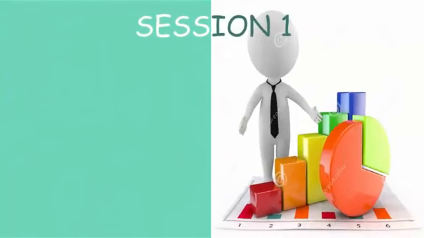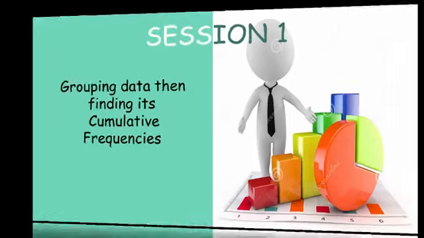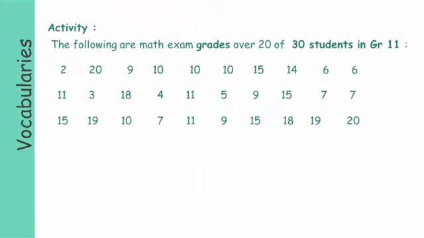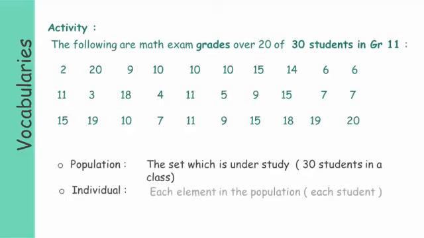Session 1. Grouping data then finding its cumulative frequencies. Let us start with this activity to define some vocabularies. The following are math exam grades over 20 of 30 students in grade 11. Population, the set which is under study, 30 students in this class. The individual, which represents each element in this population. Here it is each student.